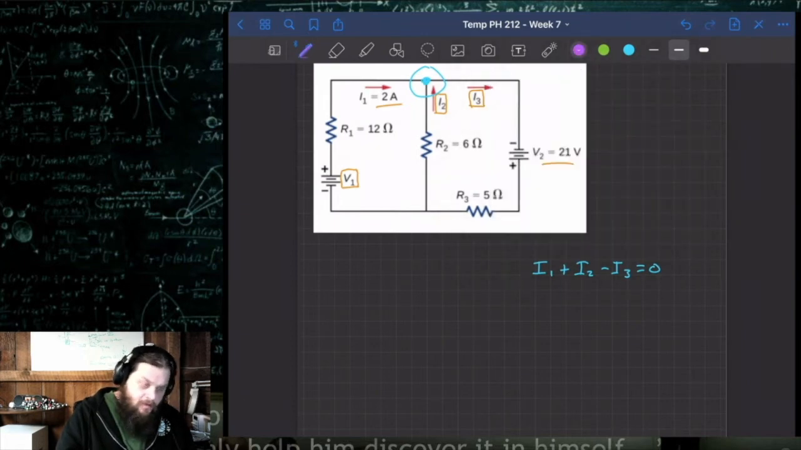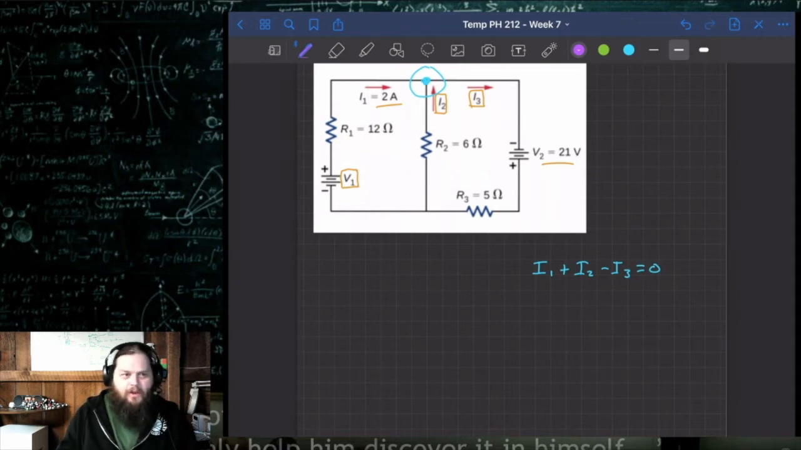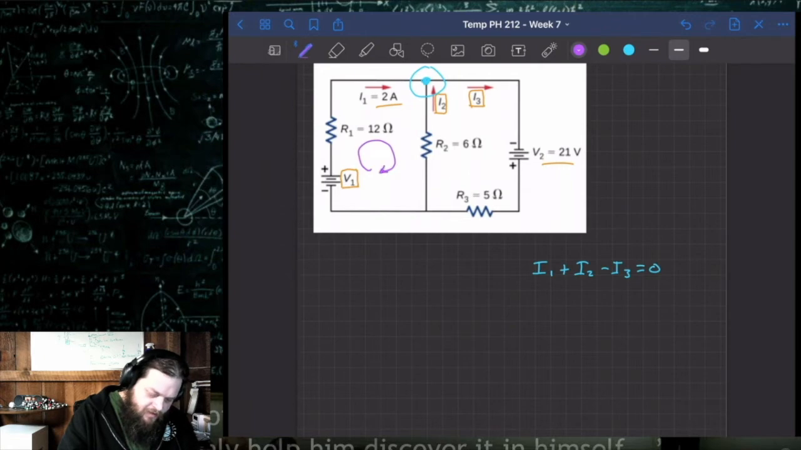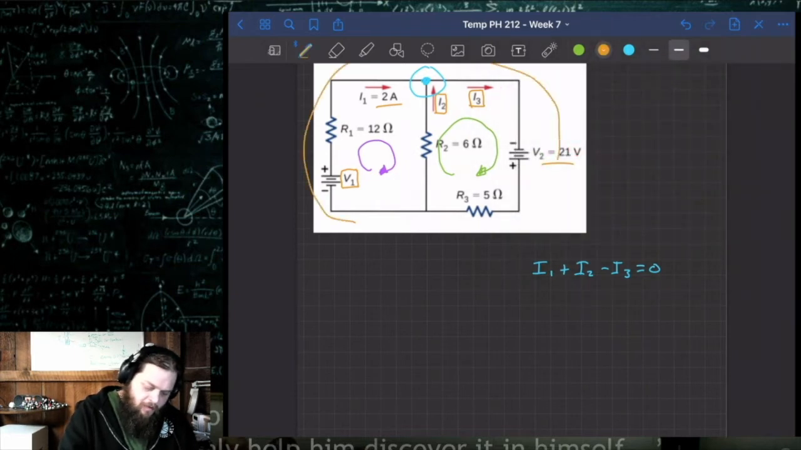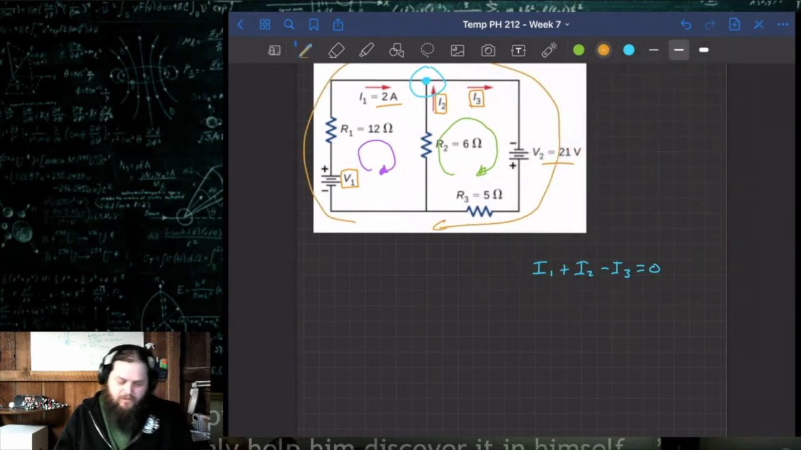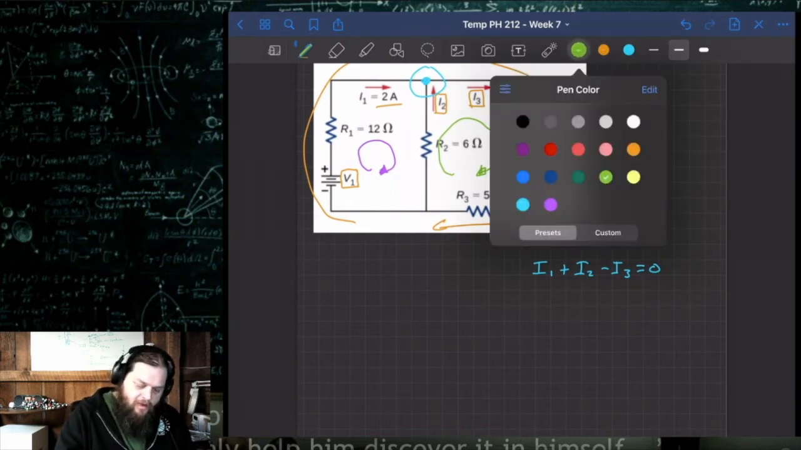I can use purple. Then I can define 2 different loops at least that I need. There's 3 loops in here total that we could use. We could use this loop here, going around in this direction. We can use a green, this loop here, going around that direction. And we can use the full outer loop if we wanted to. Any of those 3 loops is fine to use. We could write equations for all 3 of them. We only need 2 more on top of the junction that we have. So I'm going to pick the 2 smaller loops.